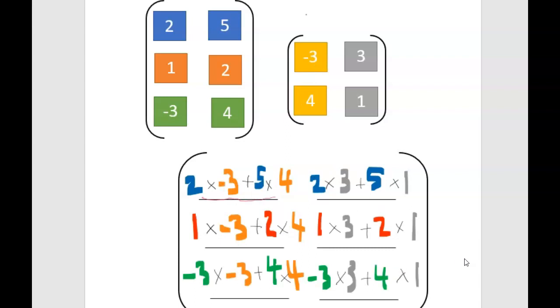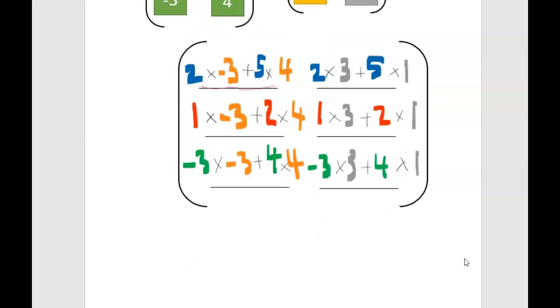Now we haven't finished just yet, even though it looks very pretty in all its colour. We do have to go and do those calculations. Your final matrix, as we know, is going to be a 3 by 2. So let's work out what's going to go in each element. In the first spot, we've got 2 times -3, which is -6, and then 5 times 4, which is 20. So -6 plus 20 gives you 14.